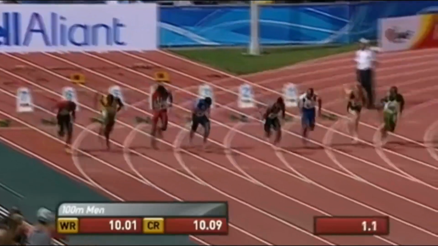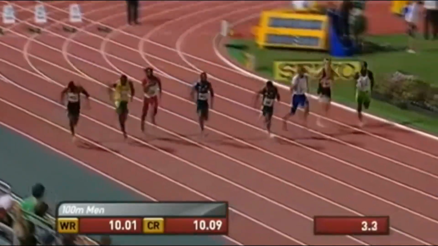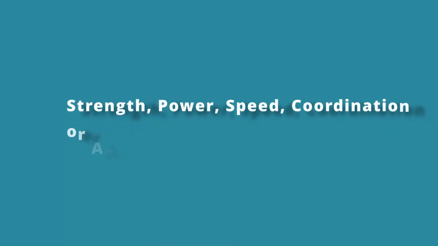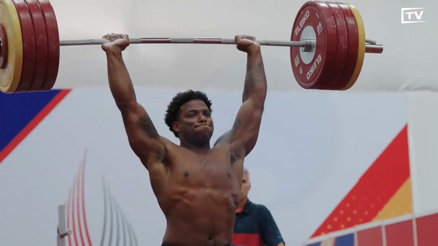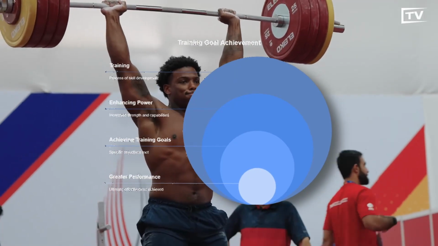Step 1, training focus. Before every session, it should be clear what the focus of that day is: strength, power, speed, coordination, or agility. Tuesday's session is for power, so our first step is clear. Training goal equals power.